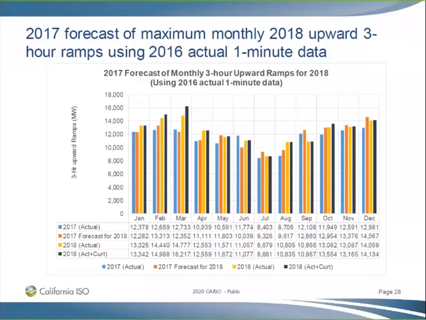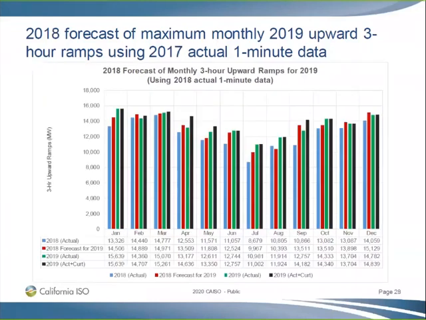And slide 29 is a similar comparison. In 2018, when we did this analysis for 2019, how did we compare? And again, you see the same pattern. What we predicted in 2018 for 2019 is red. And then what did we actually experience? You can see, again, the same pattern. What we forecasted was typically less than what we actually experienced.